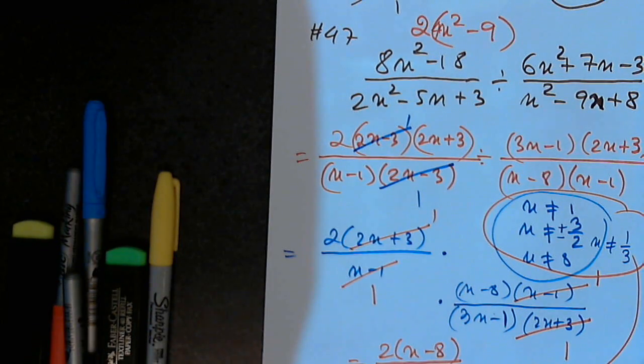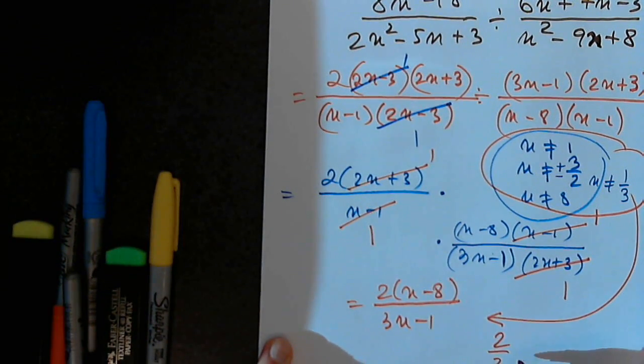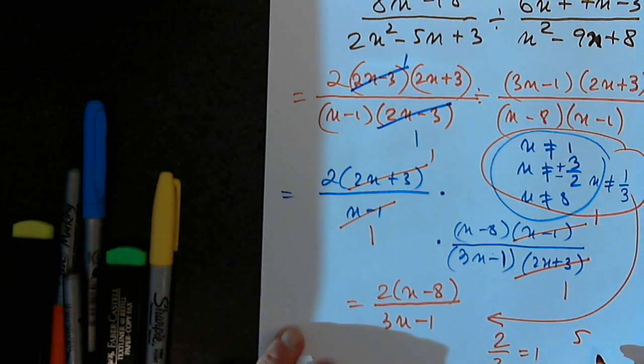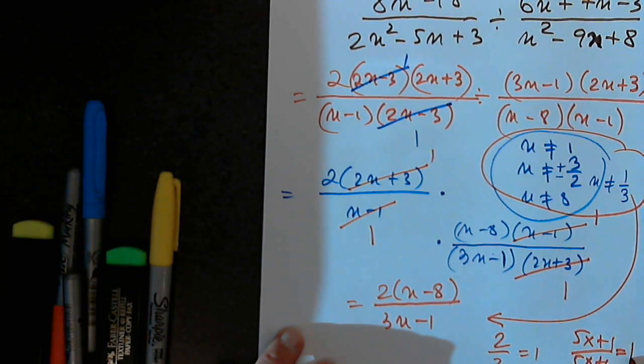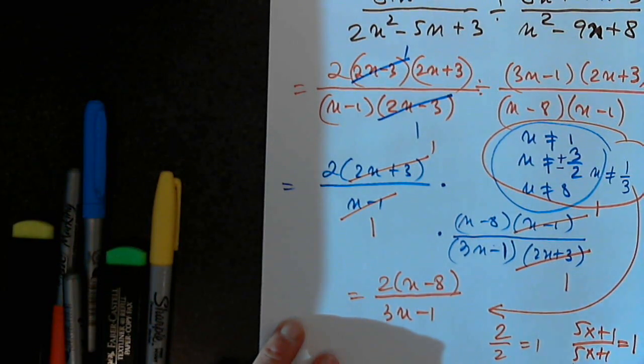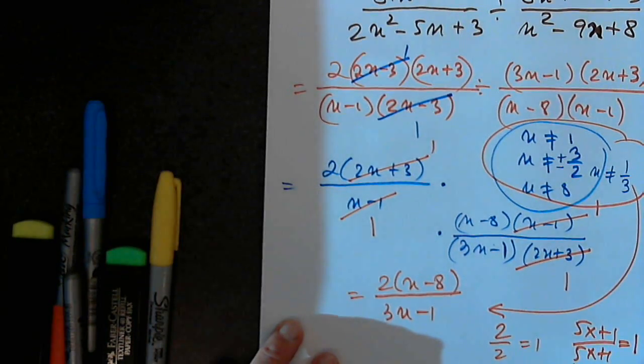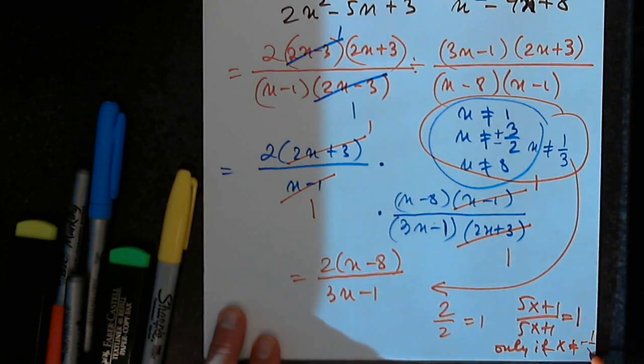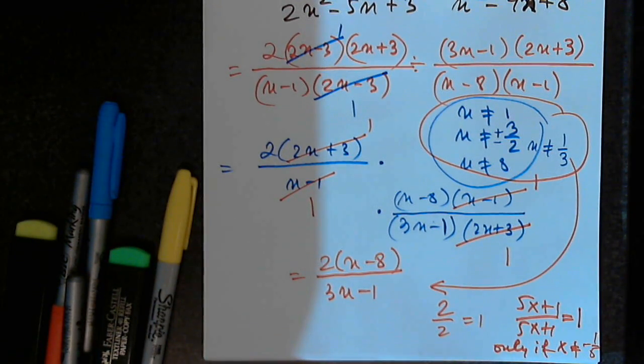Remember, we cannot simplify terms. We have to factor, and we only simplify factors. We have to state these restrictions because otherwise, I will say this one more time. 2 over 2 is 1 with no restrictions because 2 cannot be 0. But 5x plus 1 over 5x plus 1 is 1 only if x is not negative 1/5. Okay?